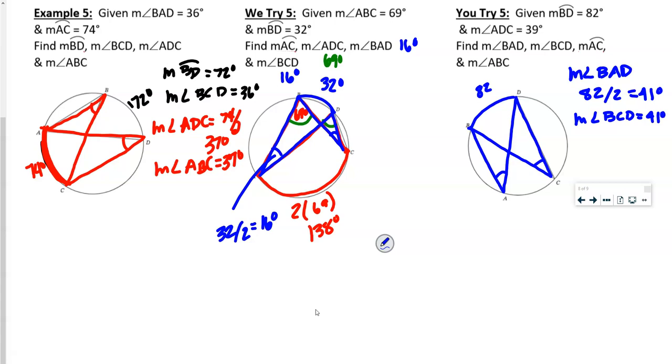Okay, then we have that angle ADC. ADC. Huh.